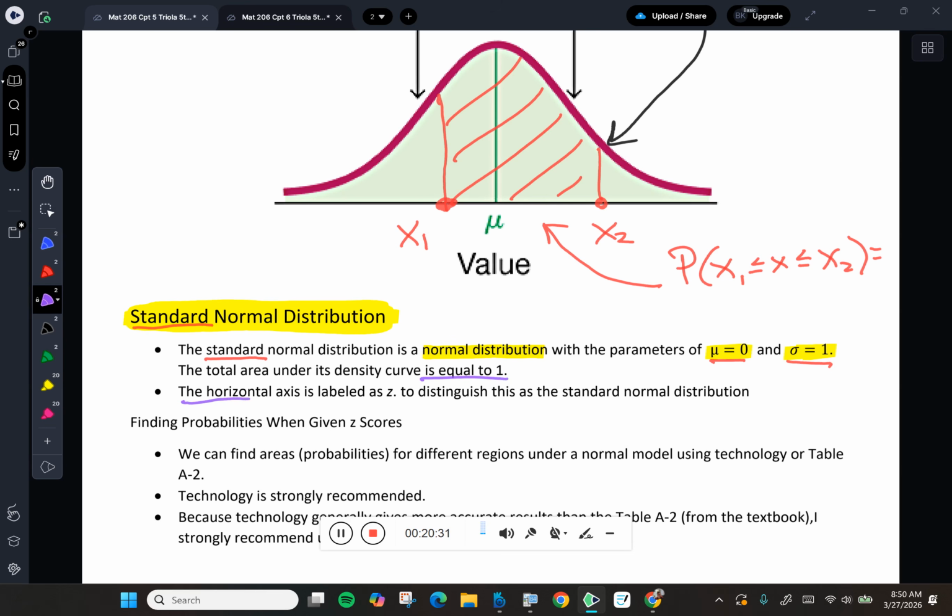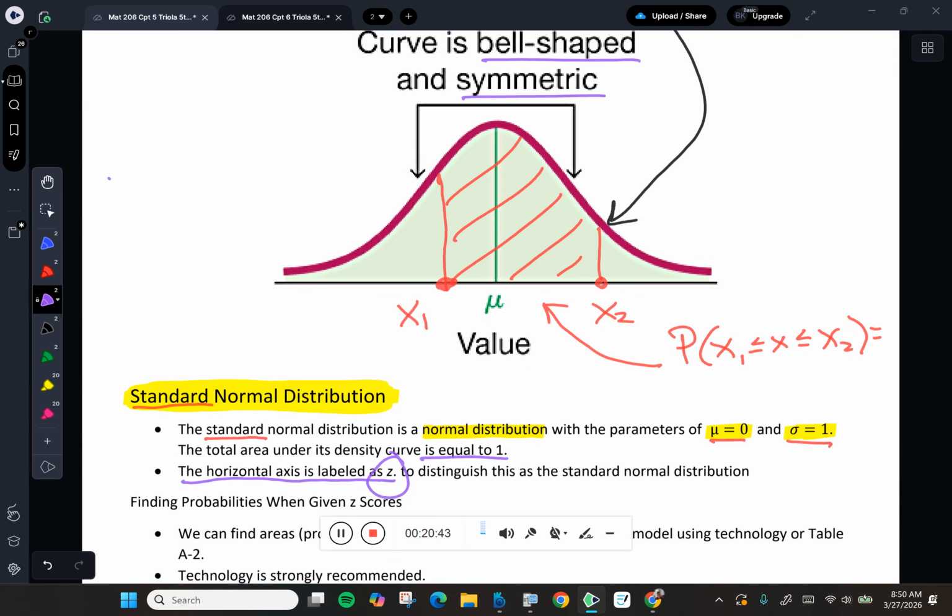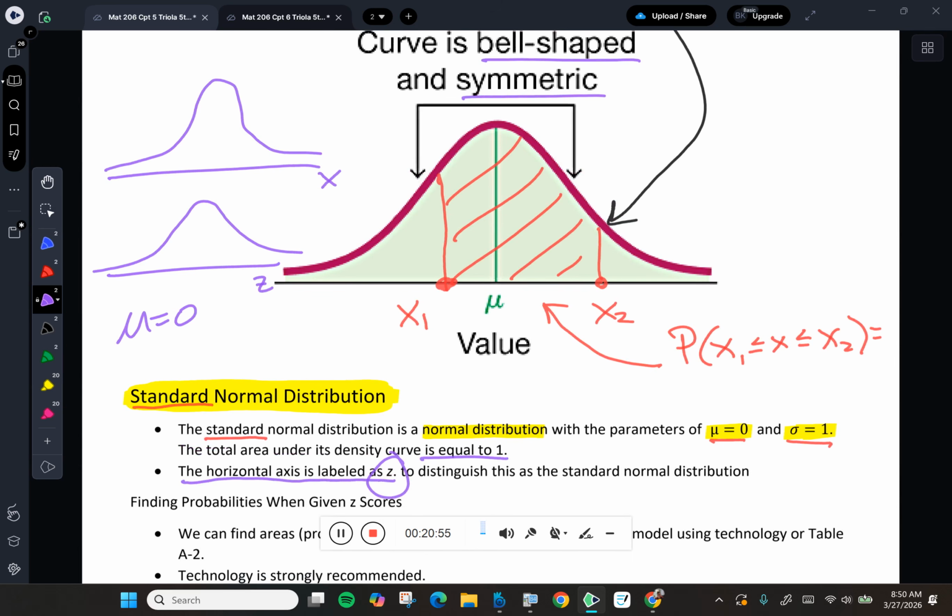To tell the world that we're working with a standard normal, we identify the horizontal axis as z. And we do this to distinguish this as the standard normal distribution. So if you just saw some curve out there and they call this x, you're like, that's not a standard normal. But if you saw a curve out there and they call this z, then you'd be like, oh, that's the standard normal. That means the mean must be 0. The standard deviation is 1. With the other guy up here, the mean could be, I don't know anything. And the standard deviation could be, again, I don't know anything.